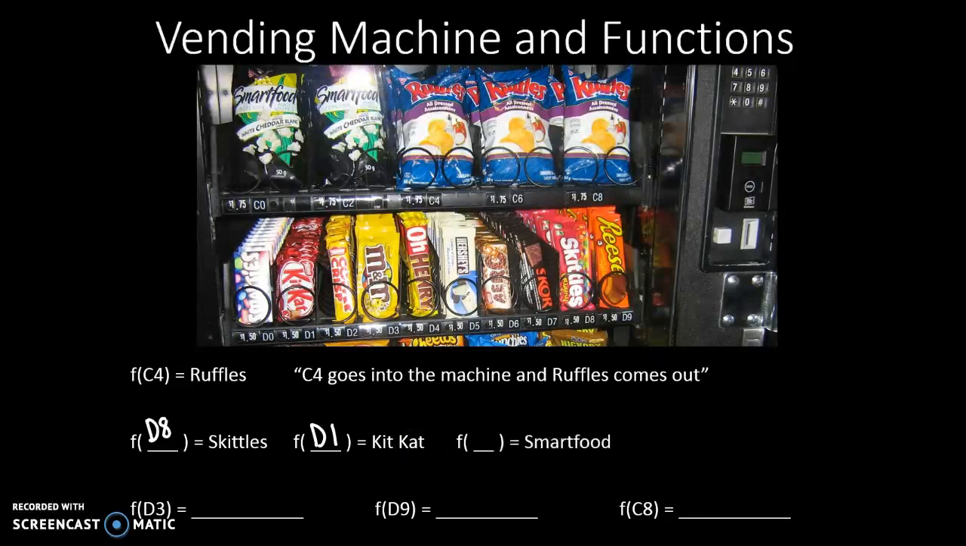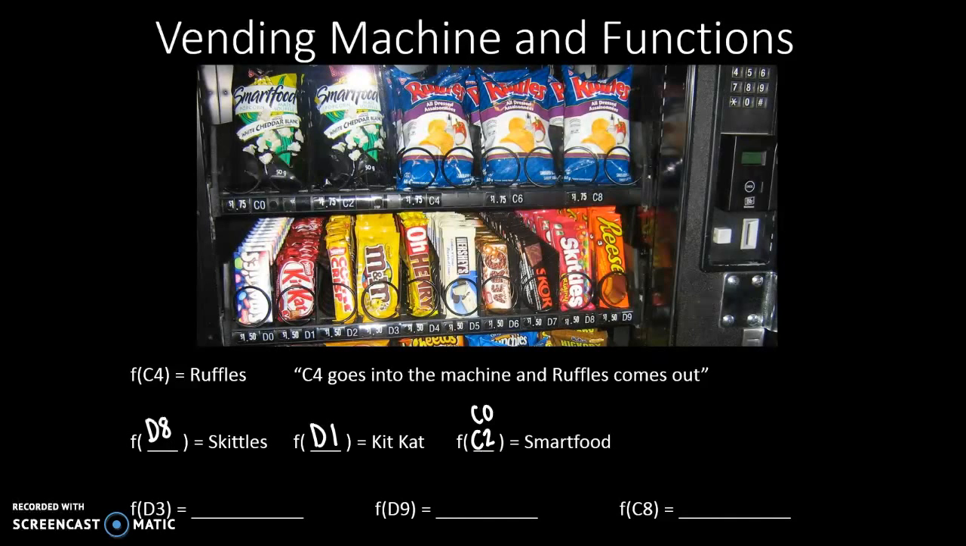If I want Smart Food to come out of the machine, I actually have a couple of different options because Smart Food is in 2 slots of the vending machine. I don't think of the vending machine as broken if this is true. It just means that I have 2 different choices for getting Smart Food out. So I can have f of C0 or f of C2, and Smart Food still comes out of the machine. It's okay to have 2 different inputs give you the same output.